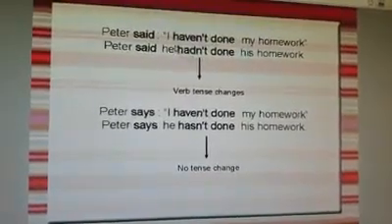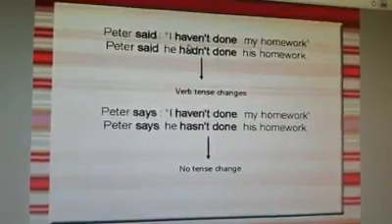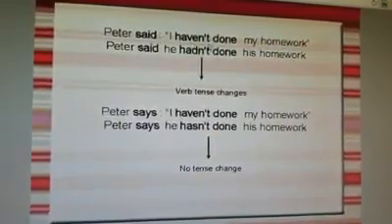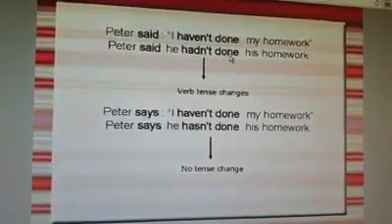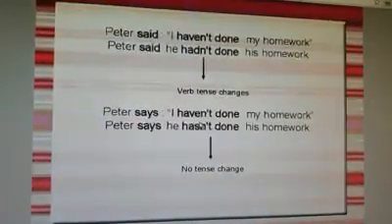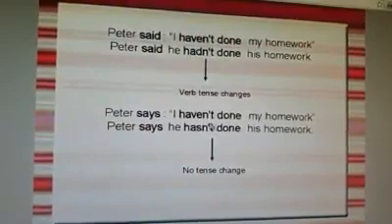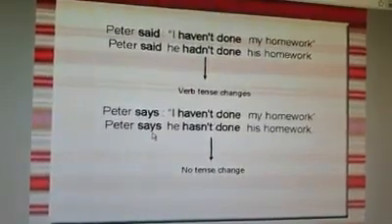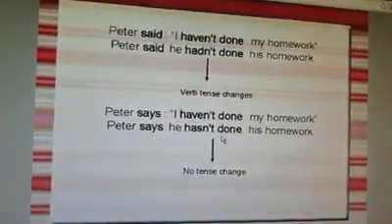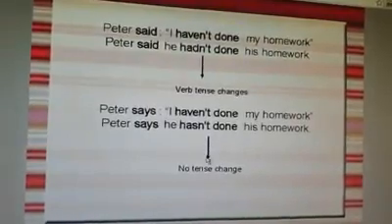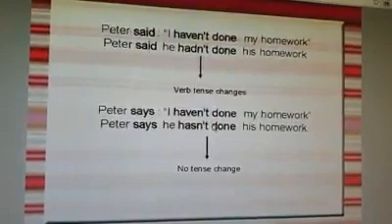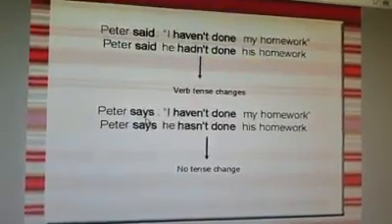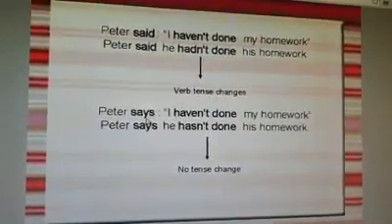If you can see here, the verb tense has changed from present perfect, haven't done, to past perfect, hadn't done. While in the second one, Peter says, "I haven't done my homework," and Peter says he hasn't done his homework, you can see that there is no tense change because both verbs are in present perfect. And the introductory verb, says, is in present simple.